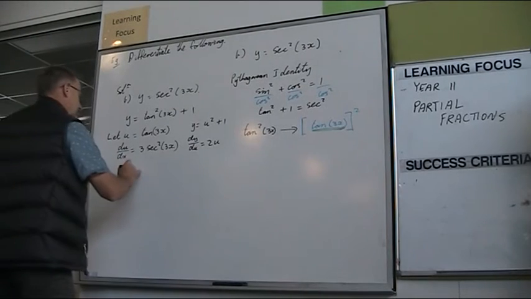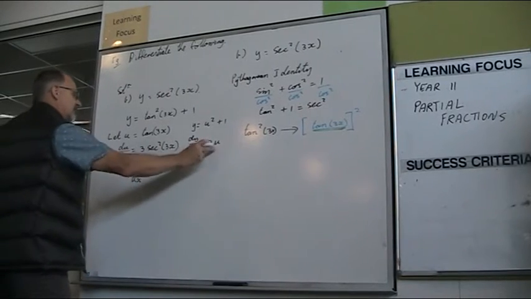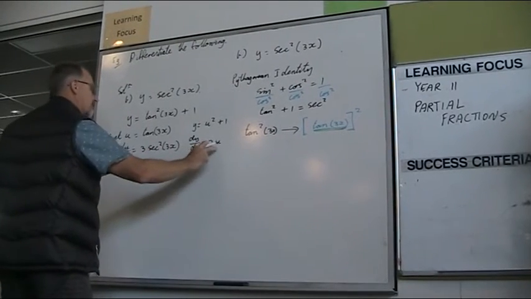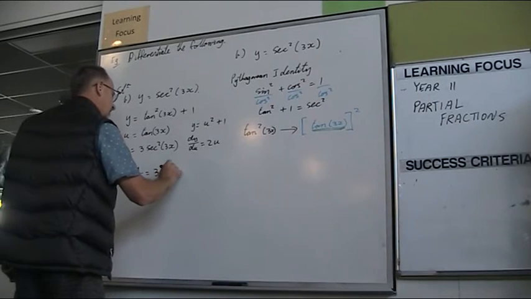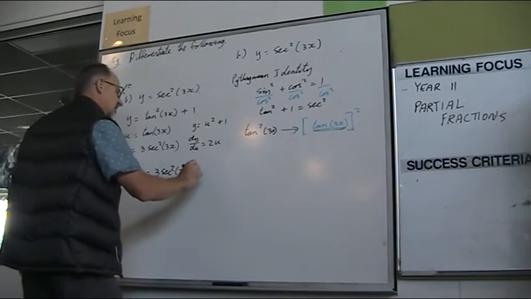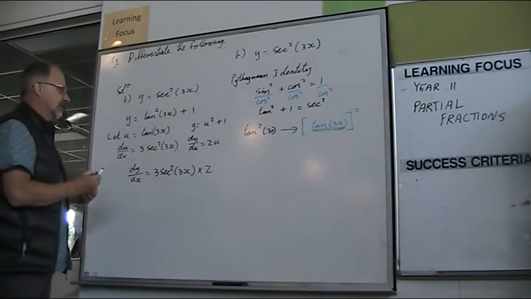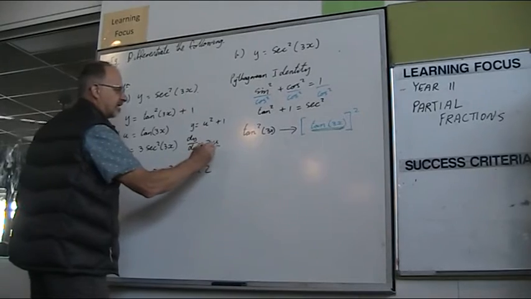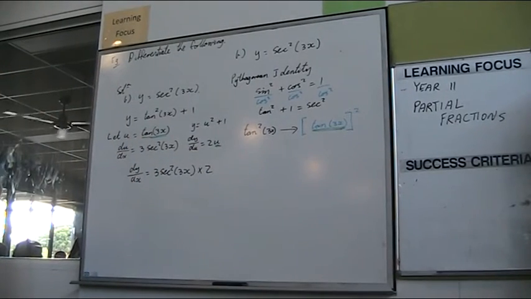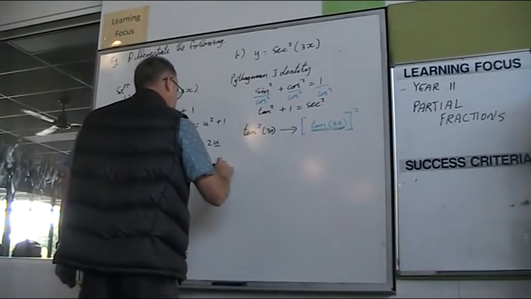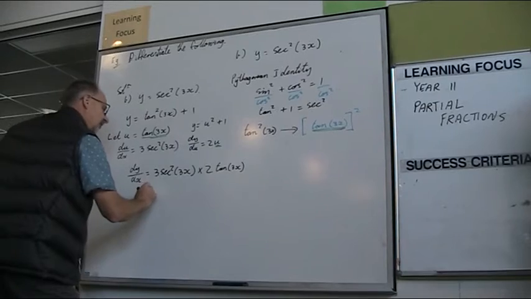Then put all of that together, so dy/dx. We just multiply these two things. So 3 sec squared 3x times 2u. Now instead of u, I'm going to replace the u with the tan 3x. We're all good with that?